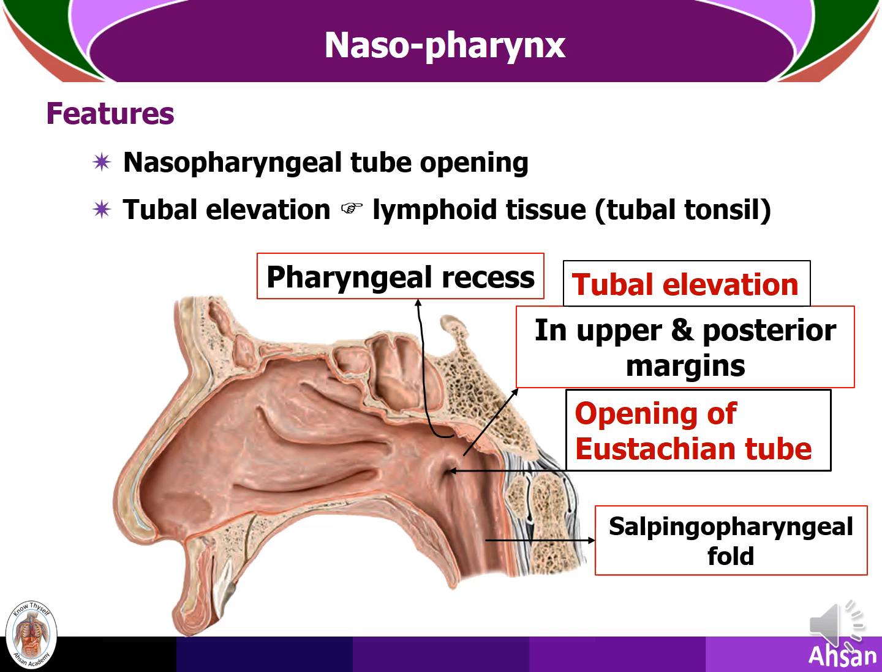Below, the tubal elevation extends into the lateral wall of the pharynx. This is known as the salpingopharyngeal fold.